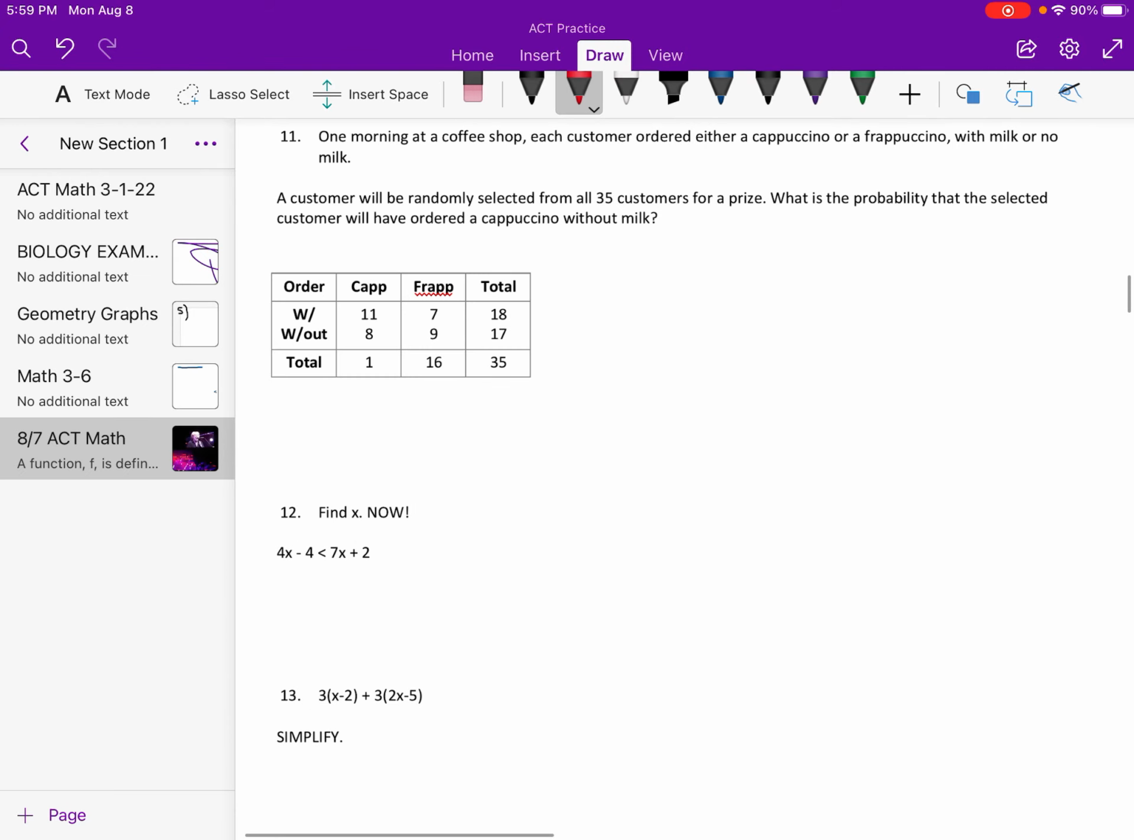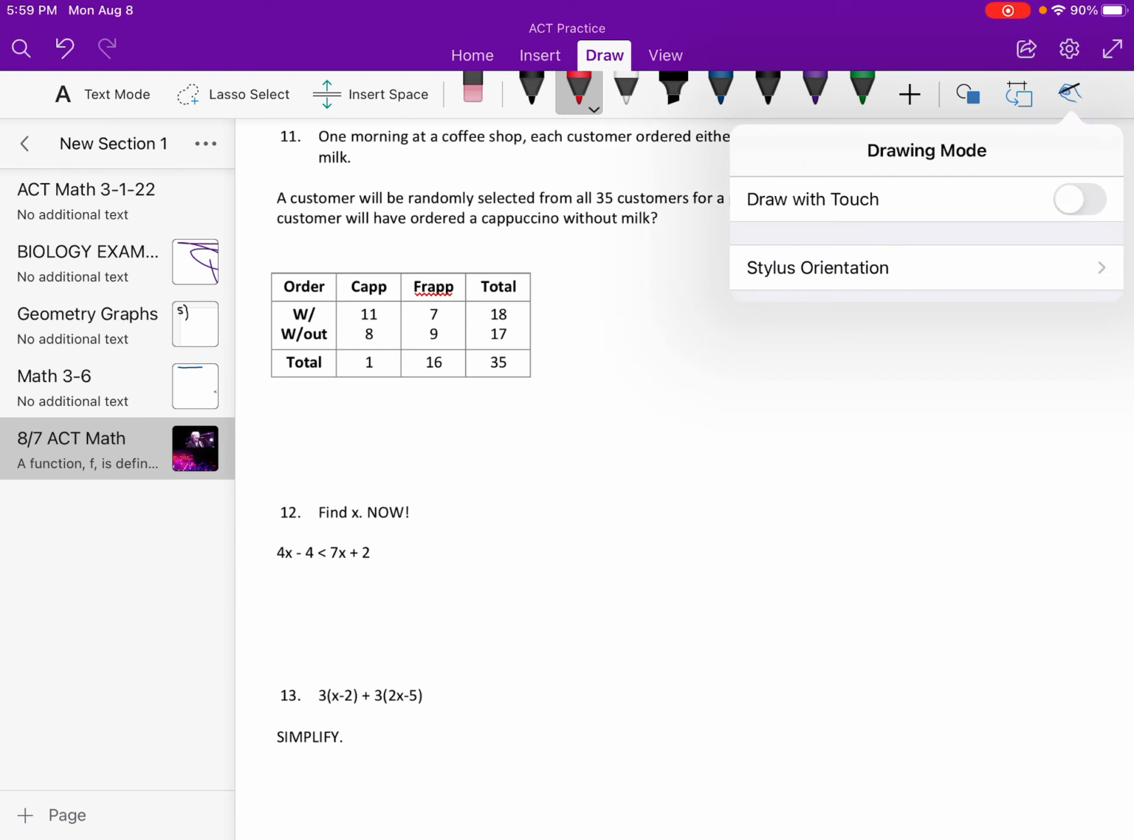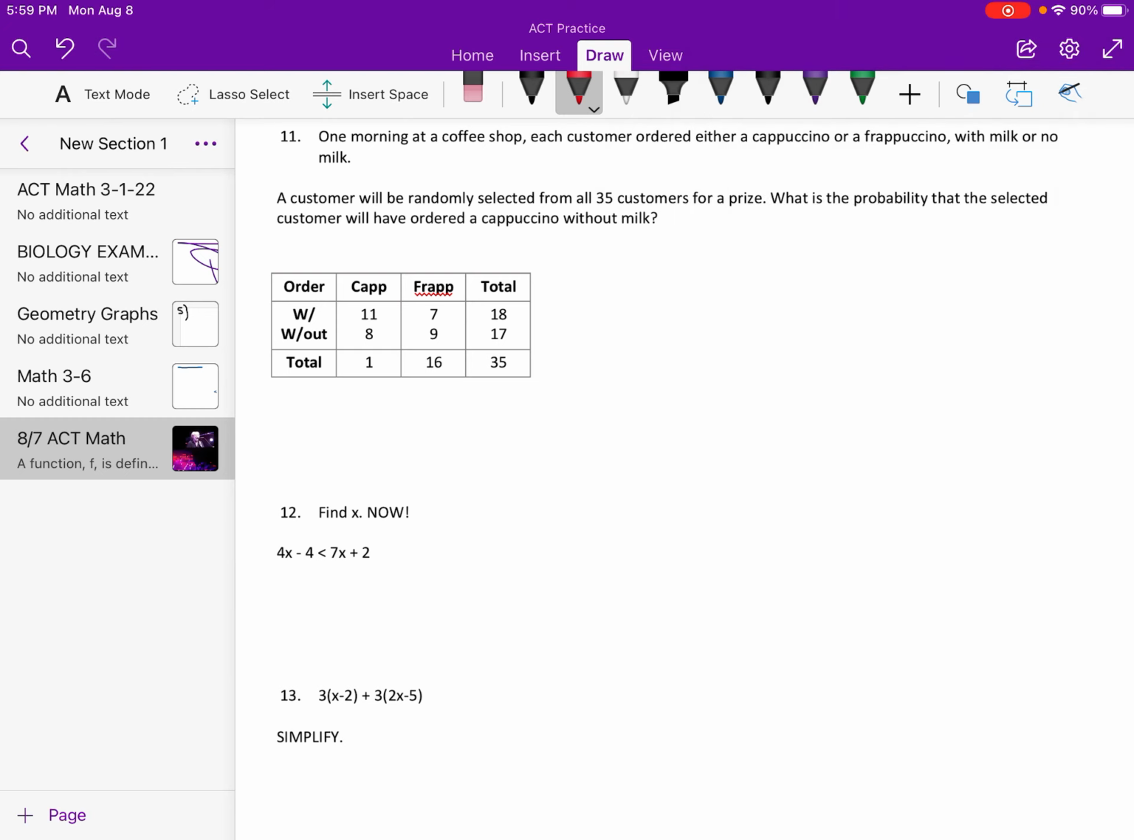One morning at a coffee shop. If you notice, there's a lot of word problems, but that's just how it is. Each customer ordered either a cappuccino or frappuccino with milk or no milk. A customer will randomly be selected for a prize. What is the probability that they will have a cappuccino with no milk? Okay, well, here's cappuccino, no milk, 8. And what's the total? 35. So that's actually a really easy one.